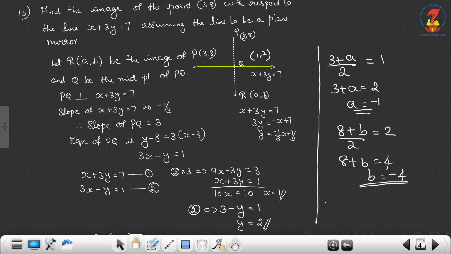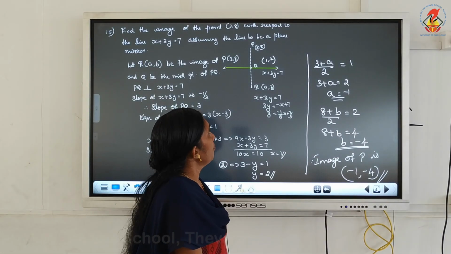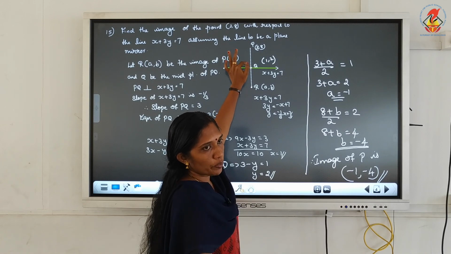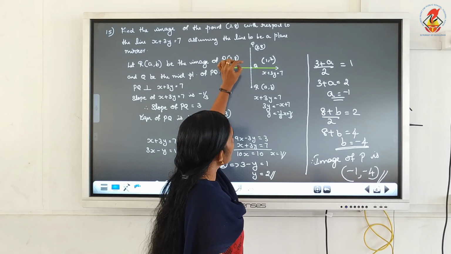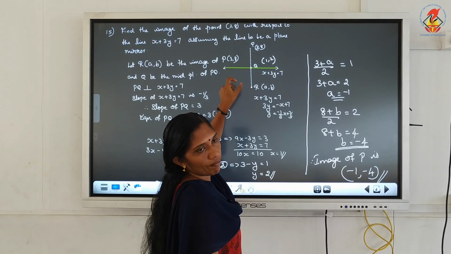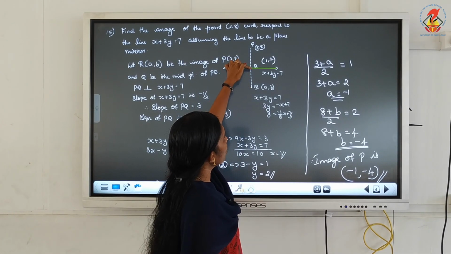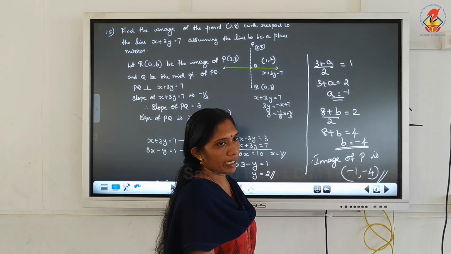So, what is the image? Therefore, the image of P is (minus 1, minus 4). That is the image. It's an important question. Understood, all of you? First, we have to find the equation of PQ. PQ is perpendicular to the line. So, using that concept, write the equation of PQ, then solve the equation of PQ and the given line. So, we get the point of intersection, that is Q. Then in PQR, Q is the midpoint of PR. So, use the midpoint formula, and from that we get the image.